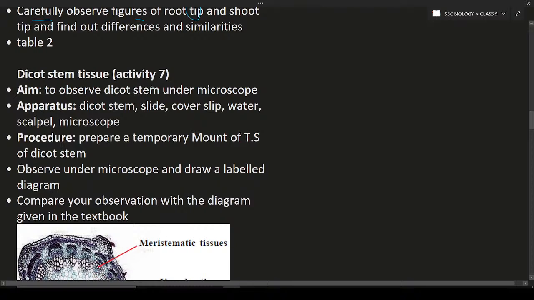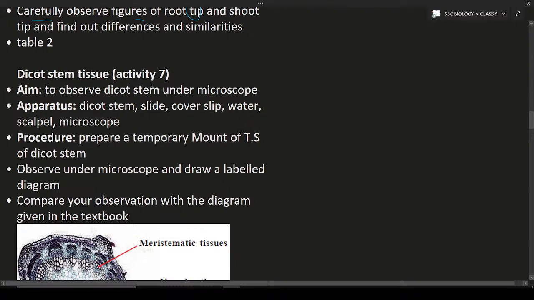So next in this activity we have to discuss one most important thing, that is observation. You have to observe the main important thing. So next is aim. What is our aim? Our aim is to observe Dicot stem under the microscope.